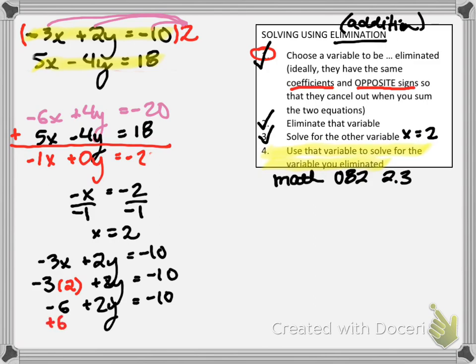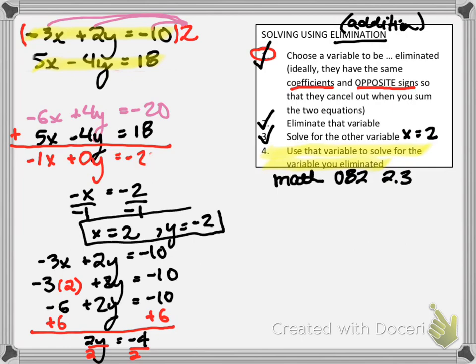Then we add 6 to both sides. I'm kind of out of room here. Okay, so we have 2y equals negative 4. We divide both sides by 2. And we find out that y equals negative 2. So that is our answer. Okay, so we are done.